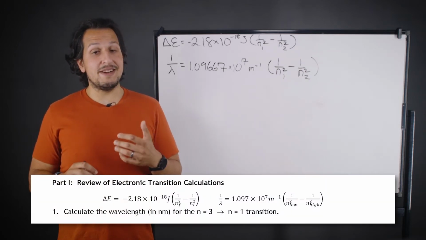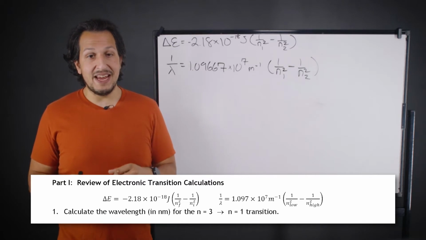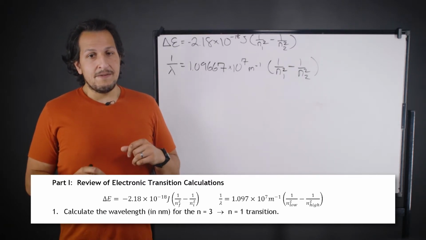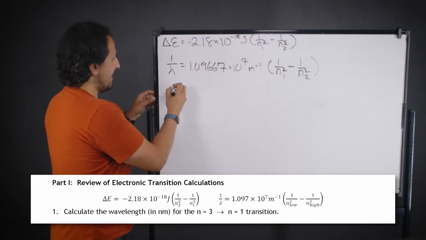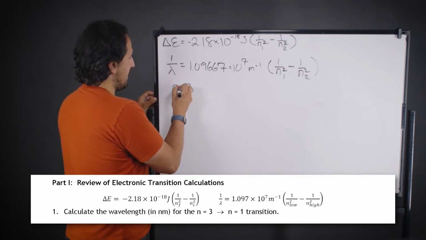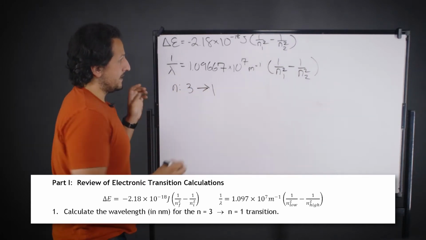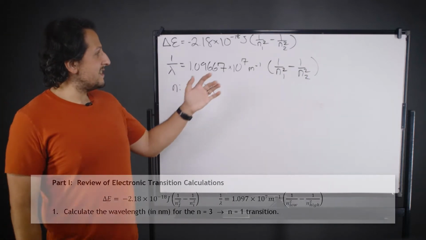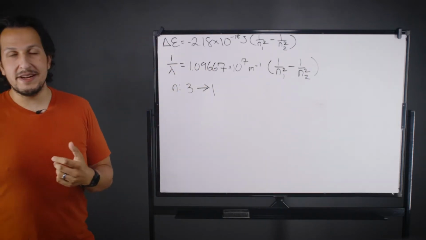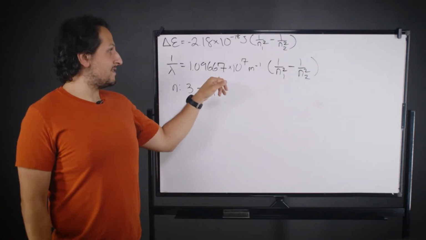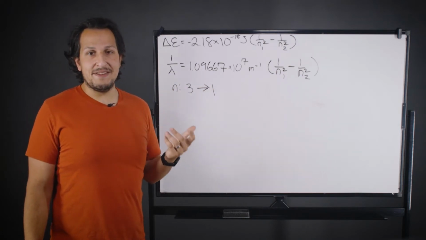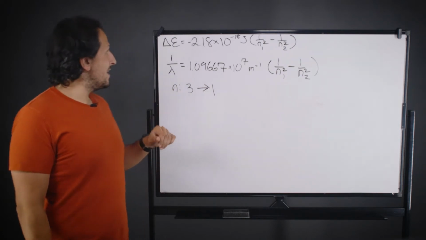So the first question is, calculate the wavelength in nanometers for the following transition. n goes from 3 to 1. And what you can see up here is I have two types of equations. I call this the Bohr equation and this the Rydberg equation. I think they have different names depending on who you're talking to.